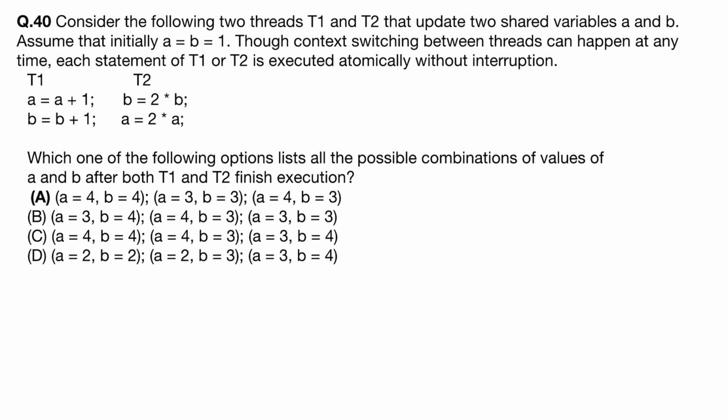Next, see this one. Consider the following two threads T1 and T2, which update two shared variables A and B. Assume that initially A equal to B equal to 1. Though context switching between threads can happen at any time, each statement of T1 or T2 is executed atomically without interruption. T1 is A equal to A plus 1, B equal to B plus 1. T2 is B equal to 2 times B, A equal to 2 times A. Which one of the following options lists all the possible combinations of values of A and B after both T1 and T2 finish execution?